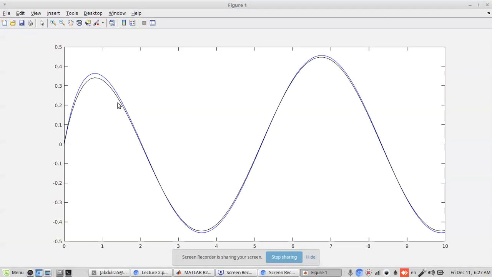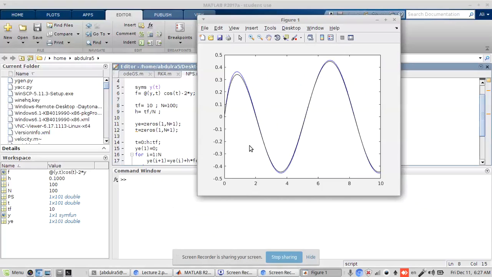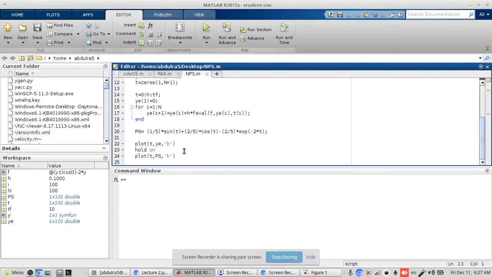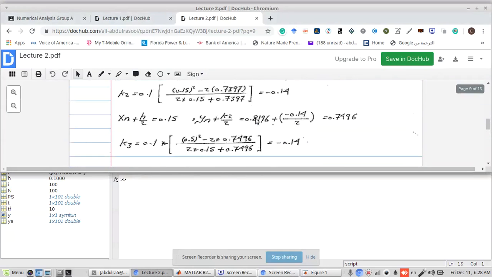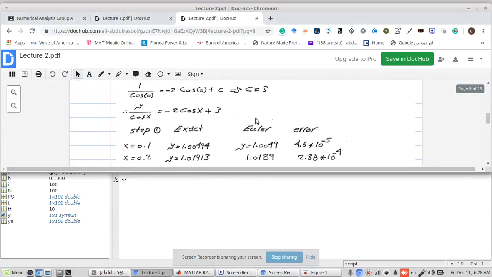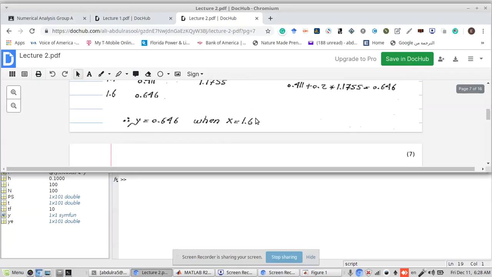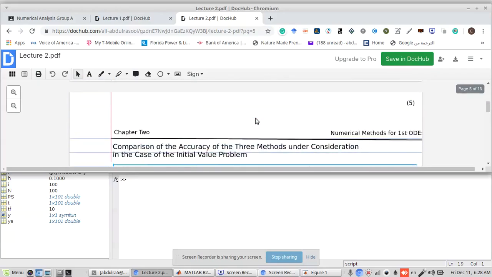There is some error between the exact solution, the black one, and the approximate solution, the blue one, but it should be fine. So this is the form for the Euler method. But now if I want to compare other methods like the modified Euler, I should write some additional statements. So let's see that.